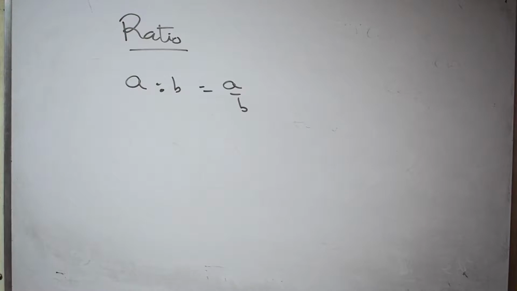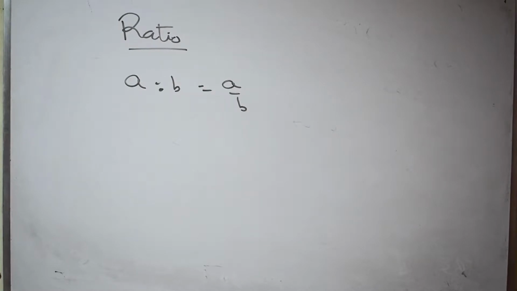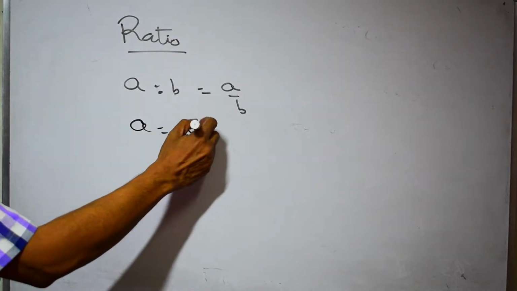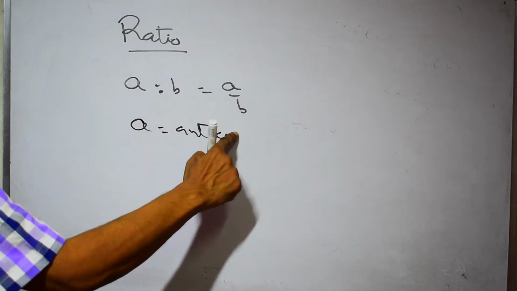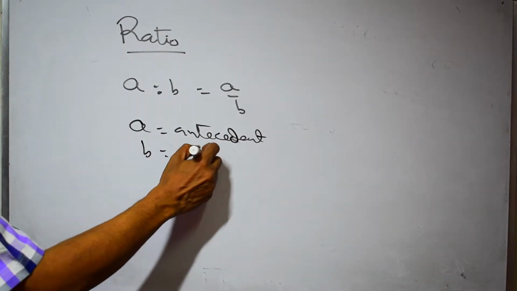Today we will be discussing the idea of ratio. Ratio means two numbers are written like A is to B, and that is expressed as A by B. So that is a fraction type. We say A is the antecedent and B is the consequent. So the two numbers are A and B, antecedent and consequent.